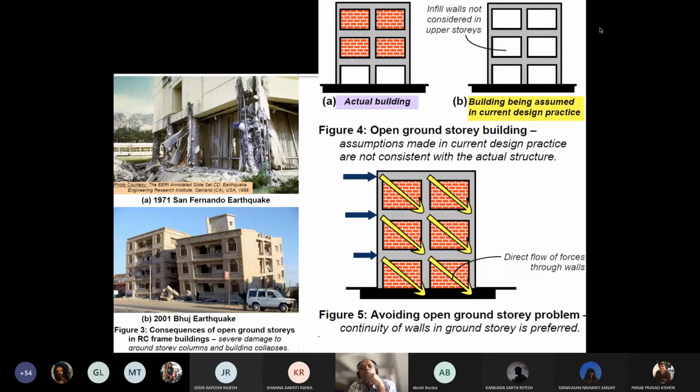There's a tendency to give the structural engineer the grid, saying this is the grid, fit the columns over it, and then he assumes the column and beam as if there will be glass and it will be open space, and the design of the building is something else. And when the actual building comes up, it becomes a top heavy building. So all these factors do affect the performance ultimately at the time of earthquake. So to avoid the open ground story problem, continuity of the wall in the ground story structure should be preferred.